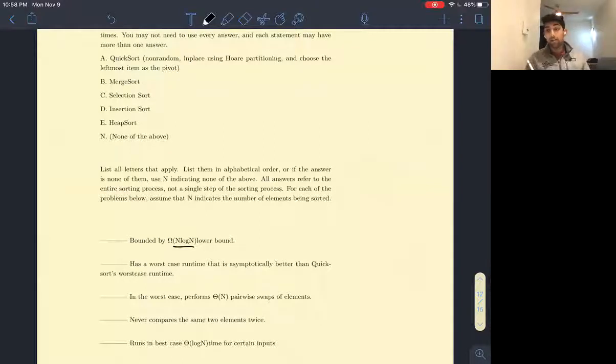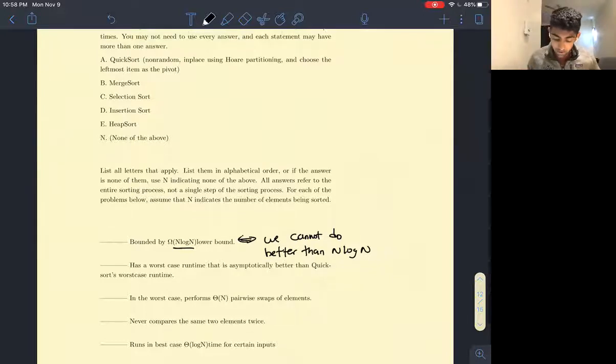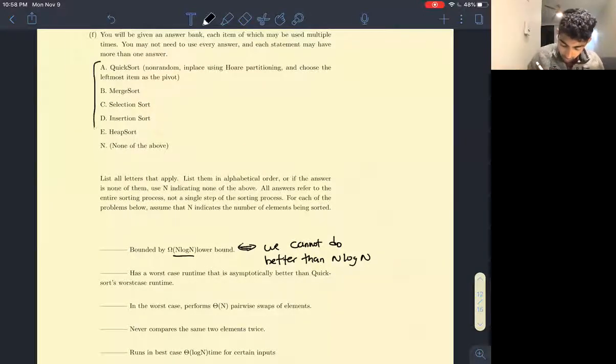What an n log n lower bound means is that this is the same as saying we cannot do better than n log n. That's an intuitive way of thinking about a lower bound for a function. So I'm going to walk through all of these algorithms and ask myself, can this algorithm do better than n log n? Can Quicksort do better than n log n? It can't. The best Quicksort can do is n log n, right?